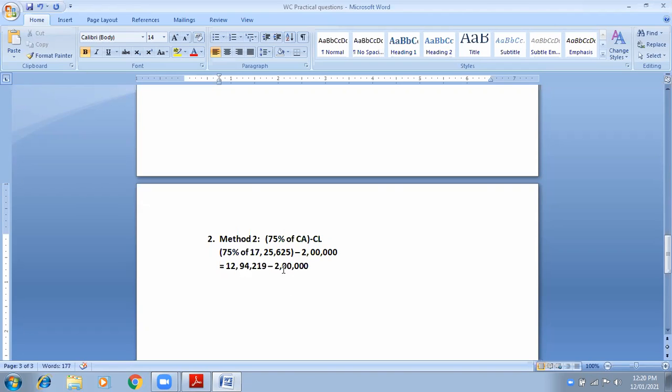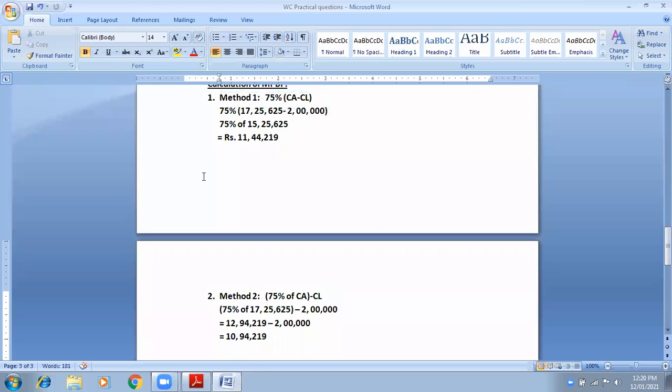Okay. So now you can deduct 2 lakhs rupees current liabilities from 12 lakhs 94,219. So your answer would be 10 lakhs 94,219. See, the amount is also different from method number 1. According to method number 1, you will get a finance of rupees 11 lakh 44,219. But according to method number 2, you will get a little lower amount of finance from the bank, that is 10 lakhs 94,219. Okay, there is a slight difference between them.